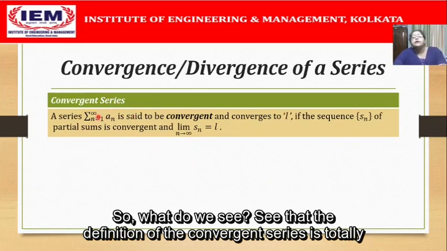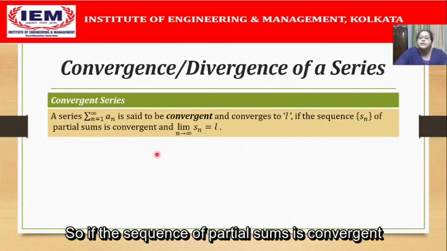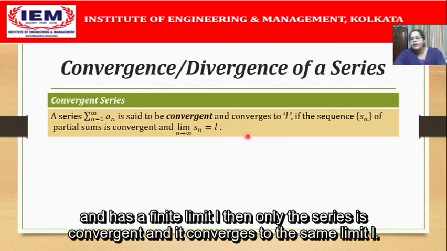See that the definition of the convergent series is totally dependent on the convergence of the sequence of its partial sums. So if the sequence of partial sums is convergent and has a finite limit L, then only the series is convergent and it converges to the same limit L.